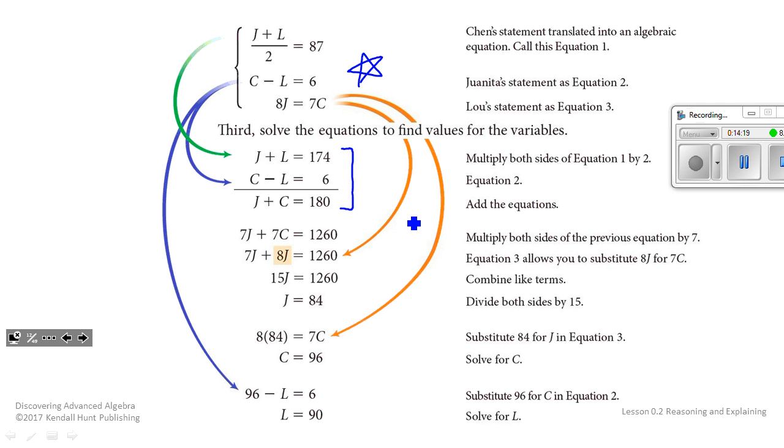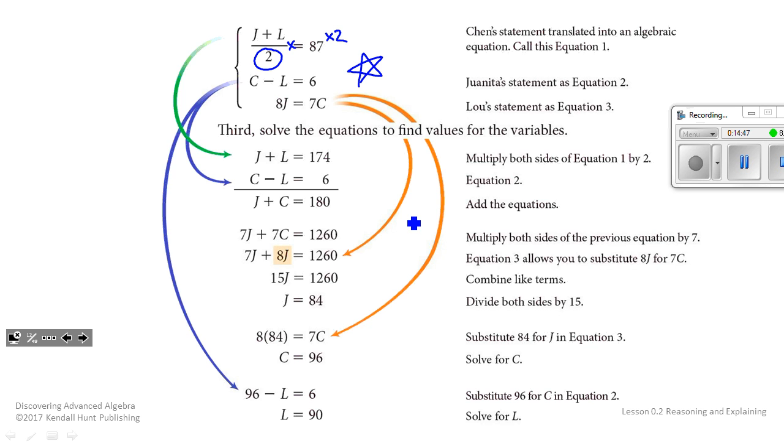All right, so here's what I'm going to do. If I have J plus L, now what I've done here is I've gotten rid of this denominator, right? So now I have J plus L equals 174. So that's where I got this right here. I multiplied both sides of the equation by 2. And then I have C minus L equals 6.